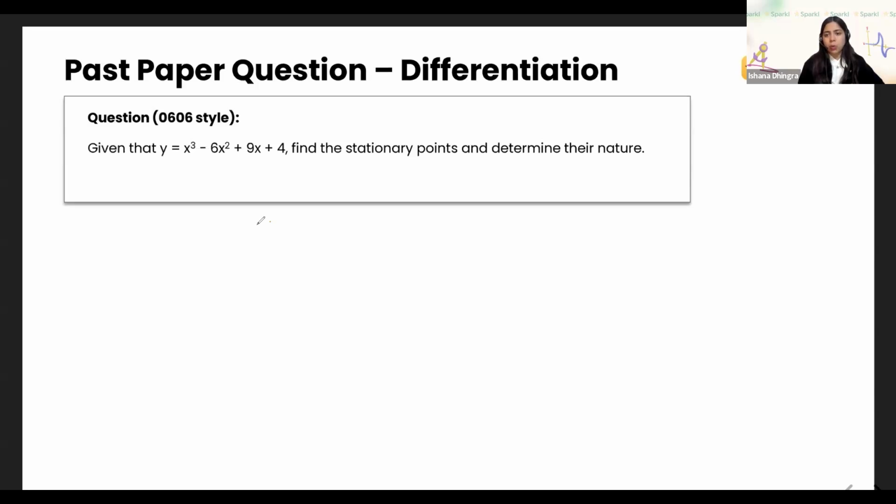Can anyone tell me how we will differentiate it? What will be the function? Yes, Matthew, you can also try. 3x squared minus 12x plus 9. Very good. What will be the next step, Shrikant? We equate it to 0 and then we solve the quadratic. Very good.